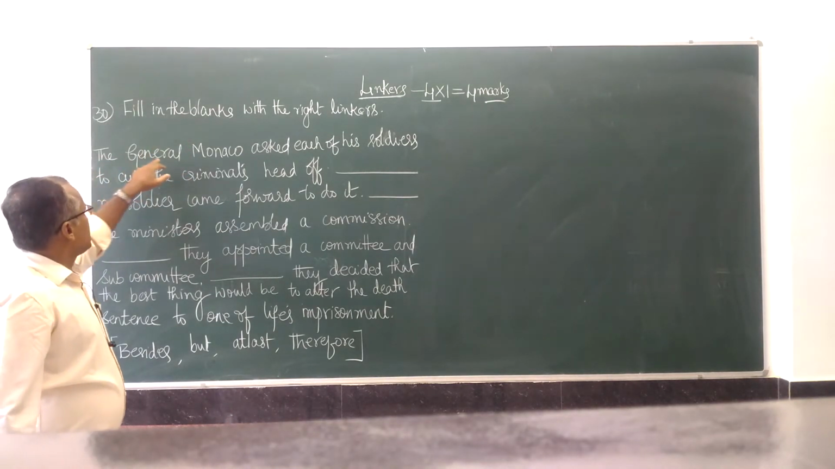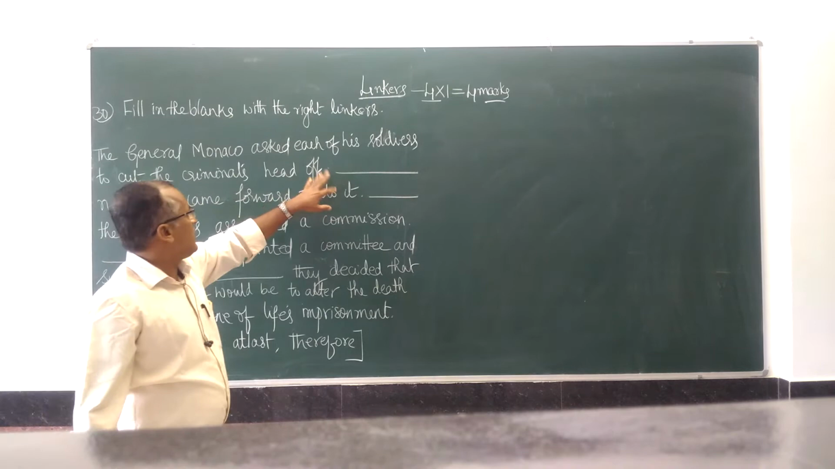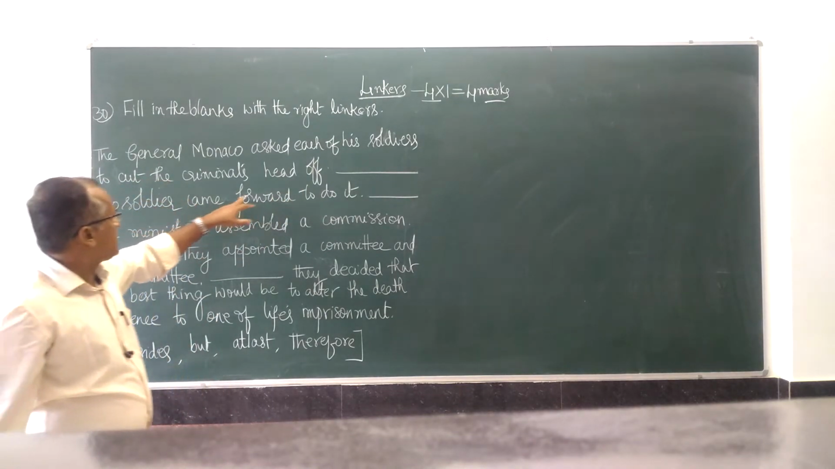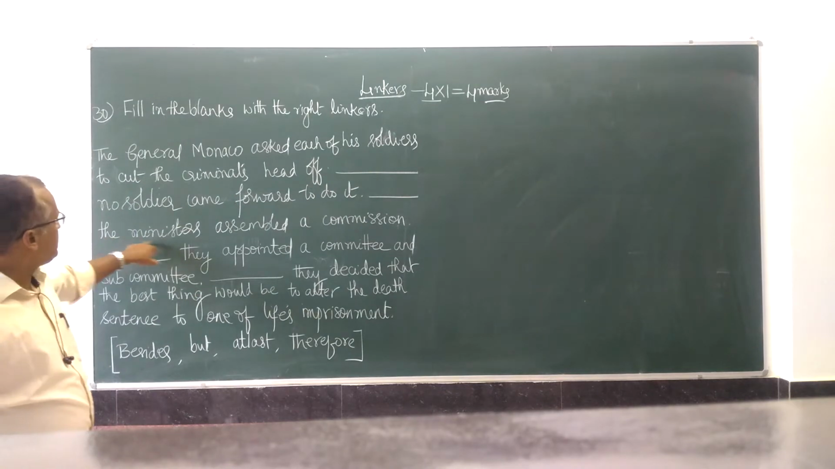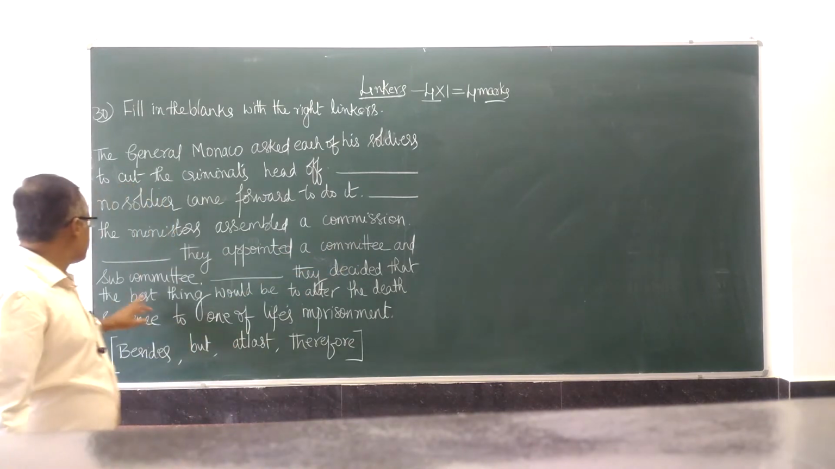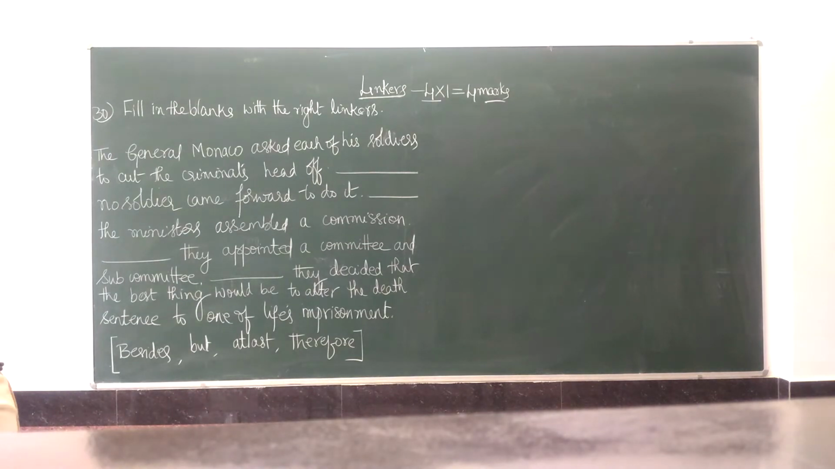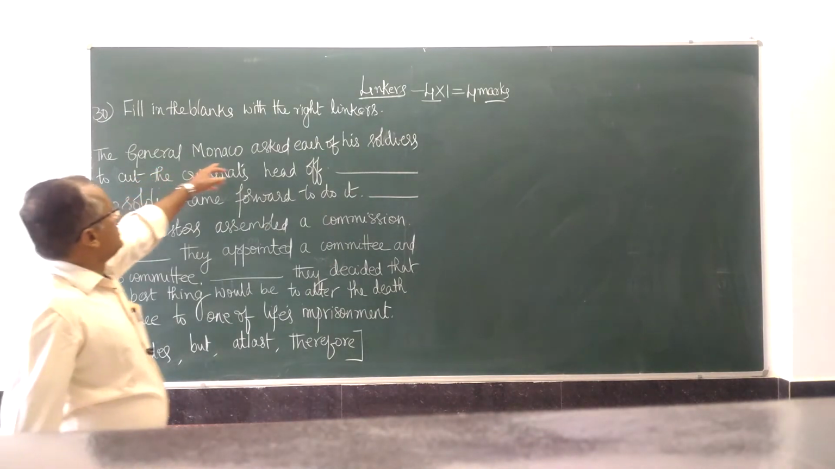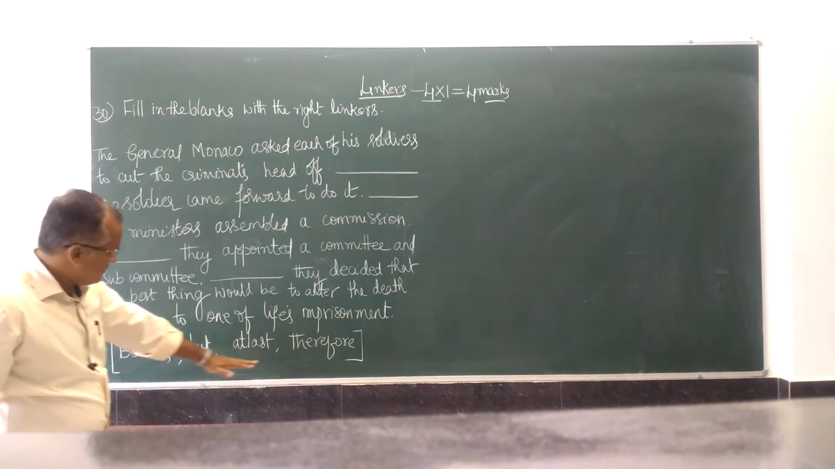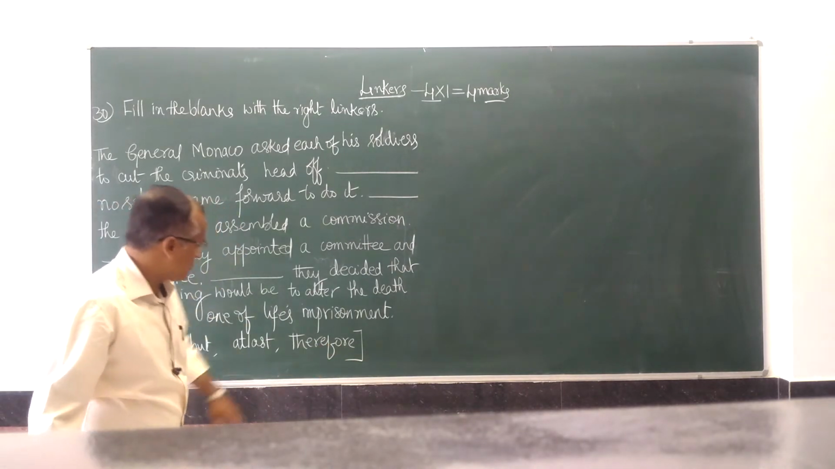The General Monaco asked each of his soldiers to cut the criminal's head off. Dash, no soldier came forward to do it. Dash, the ministers assembled a commission. Dash, they appointed a committee and subcommittee. Dash, they decided that the best thing would be to alter the death sentence to one of life's imprisonment. Okay. Now, check with each of them: besides, but, at last, therefore.